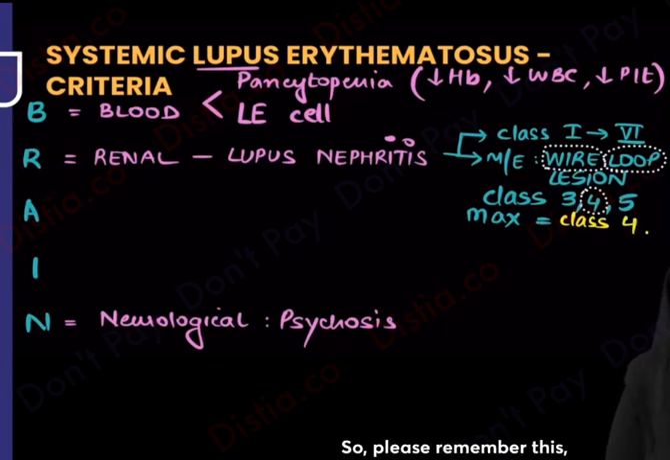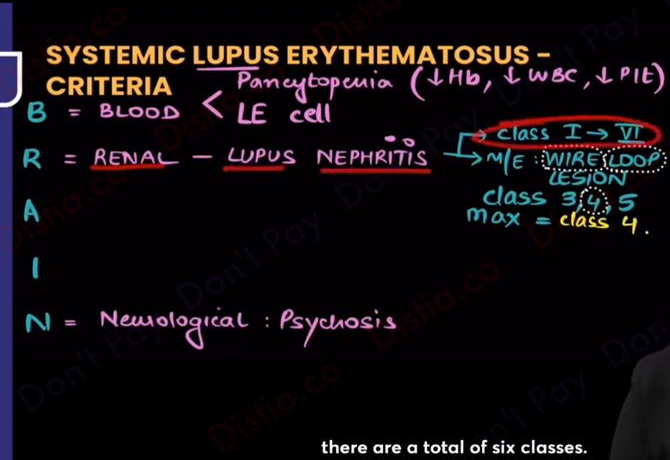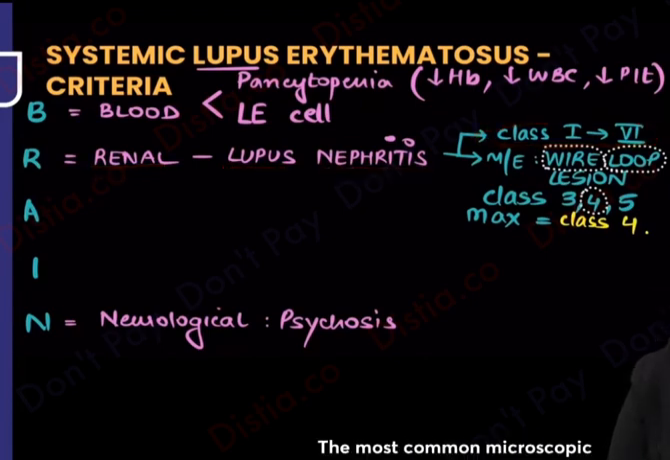So please remember this. When we talk about renal involvement and lupus nephritis, there are a total of 6 classes. The most common microscopic appearance is a wire loop lesion. Wire has 4 and loop has 4. So maximally they are seen in class 4. But they can also be seen around 4. Means class 3 also, 4 also, 5 also. But maximally class 4. Coming to the next.